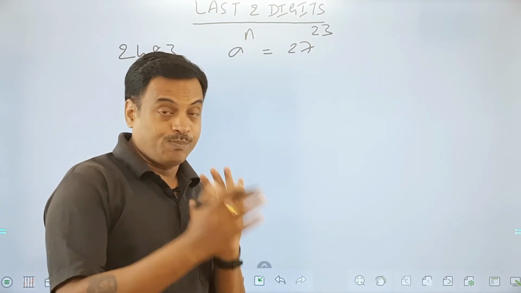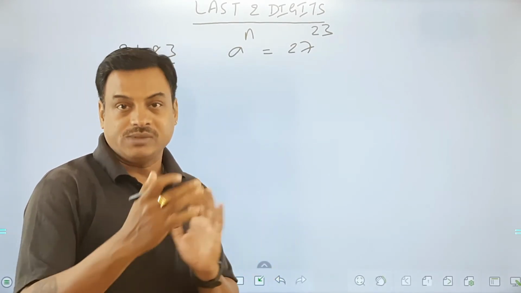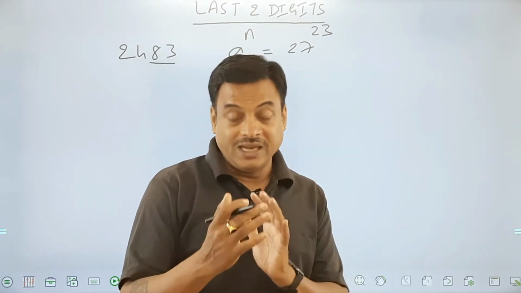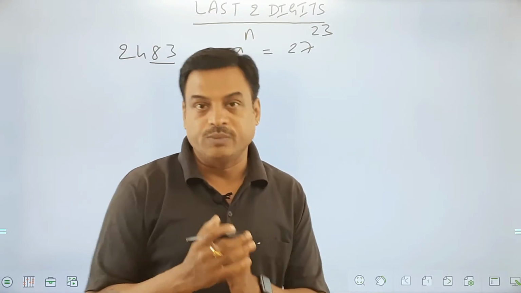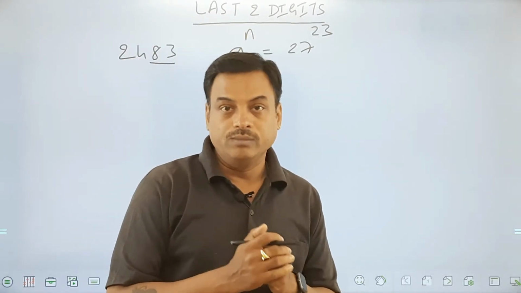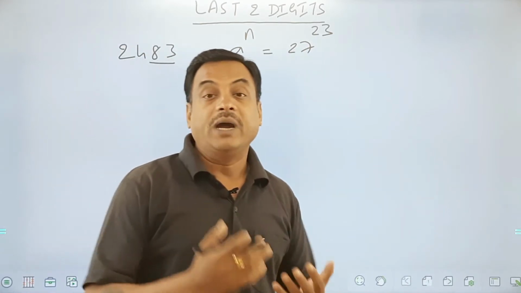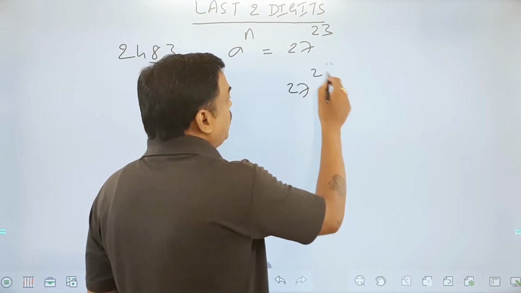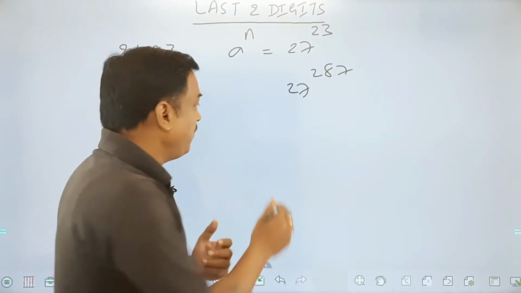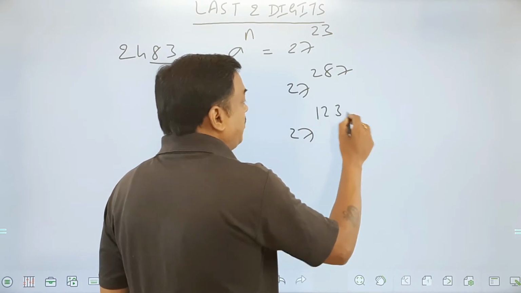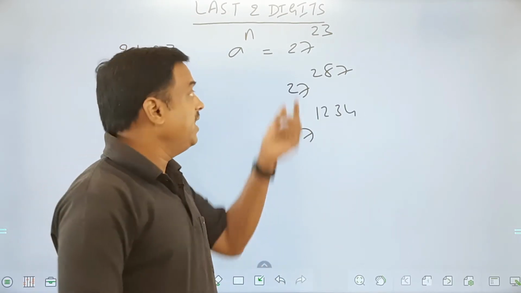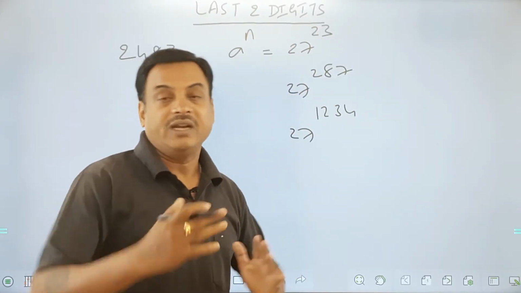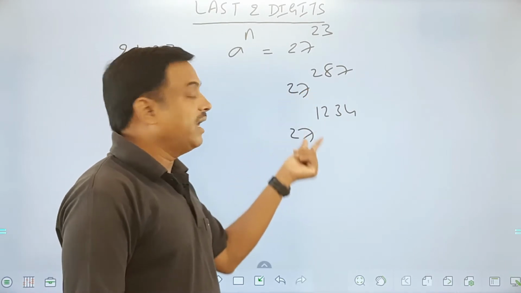We cannot expand 27 for 23 times. I mean, we cannot multiply 27 for 23 times and then get the last two digits. It's not possible, not an easy practice to do. Maybe power 23 I can try, but what if my question is 27 to the power of 287, or 27 to the power of 1, 2, 3, 4? Can I find the last two digits of this? Hopefully yes, because I can write 27 for 23 times and find it. Maybe possible, yes. But what about the other two cases?